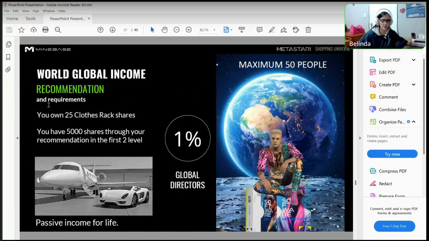Okay, so recommendation requirements. If you own 25 closed rack shares, you have 5,000 shares through your recommendation in the first 2 levels. Okay, so in other words, if you introduced quite a few people, like you've got 25 closed rack shares and you've introduced quite a few people that have bought 25 closed rack shares, you then become a global director. Okay, there's some real networking there, but okay, maximum of 50 people. So yeah, you can then become a global director and earn 1%. I'm not sure what percent of what. I don't know if it's the total turnover of everything, but yeah.